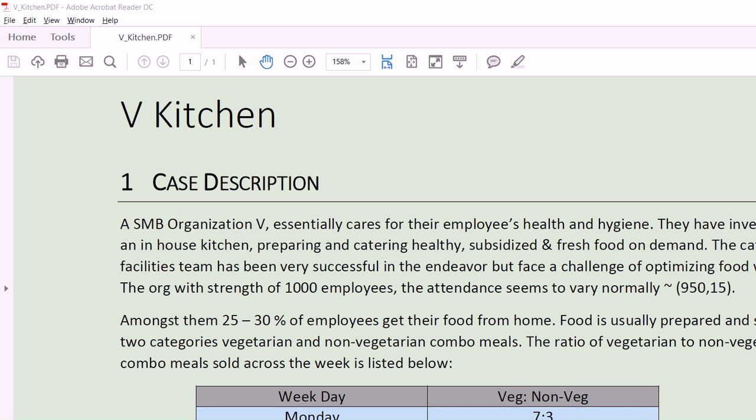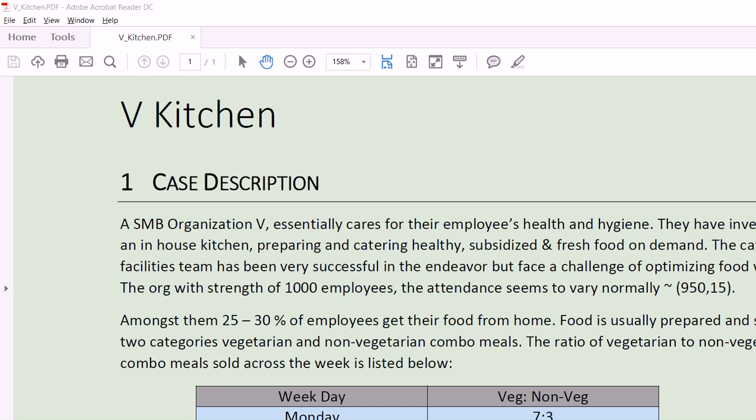This is a very small case. I call it V Kitchen. So the case description is something like this: a small and medium business organization, let's call it V, essentially cares about its employees' health and hygiene, and what they have done is they have come up with their own in-house kitchen preparation for the food, and they offer subsidized food to the employees. The cafeteria facilities have so far been very successful with this endeavor of providing hygienic food, but the problem is with their kitchen inventory management and optimization.